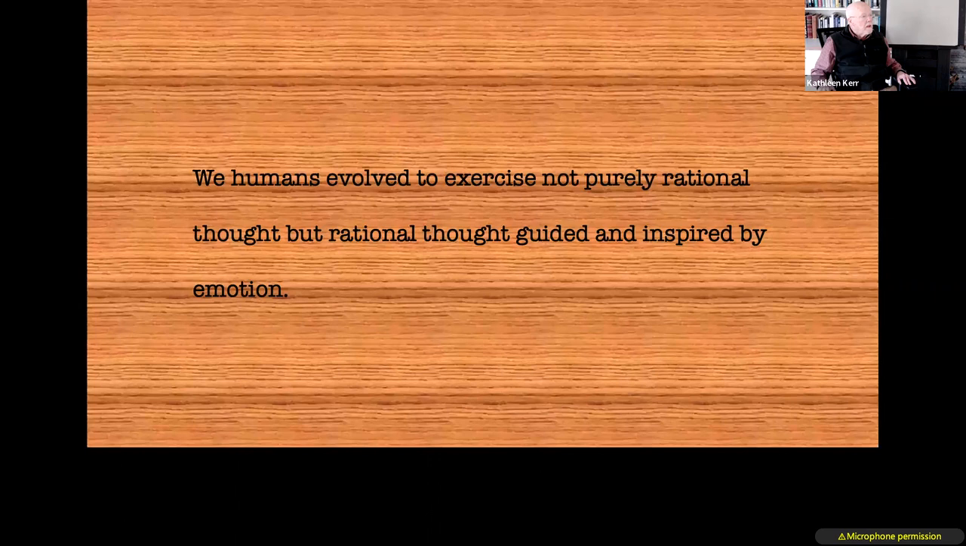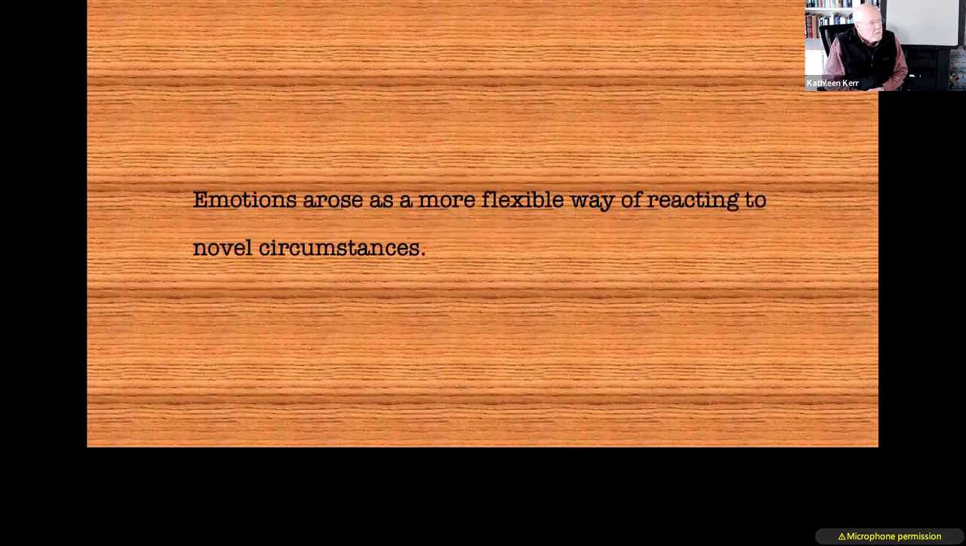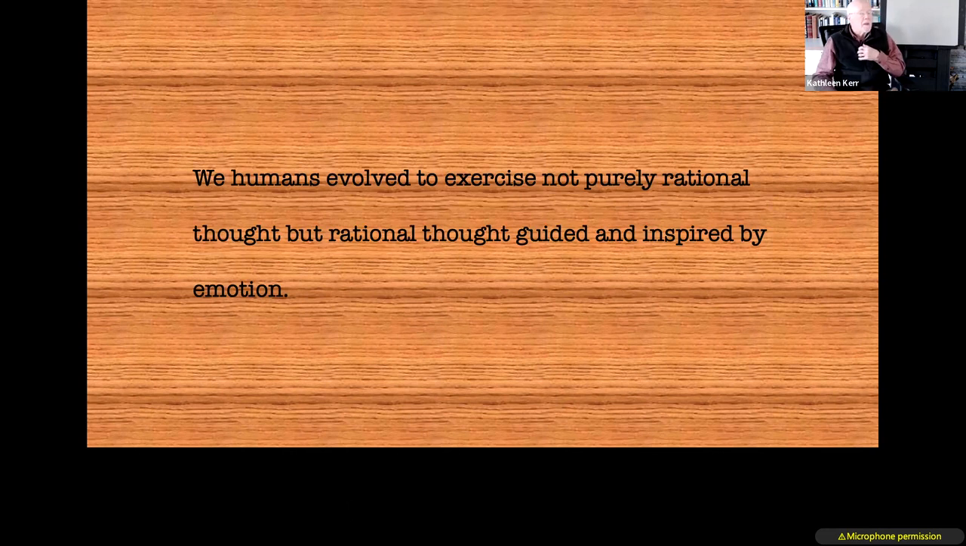Next one. So we humans evolved to exercise not purely rational thought, but rational thought guided and inspired by emotion. That reminded me of Murray Bowen's comment about that, the intellectual system and the feeling system, emotional system, are a working team.